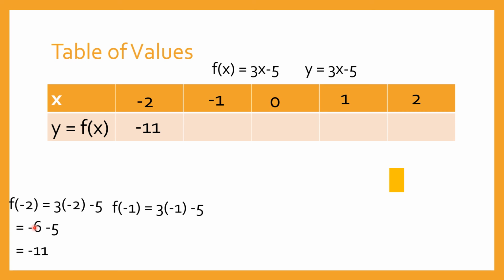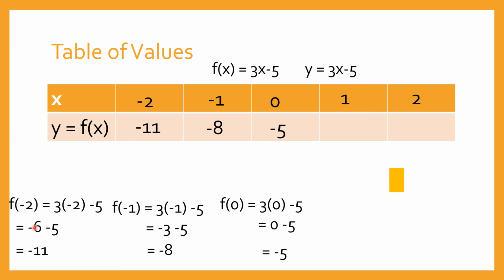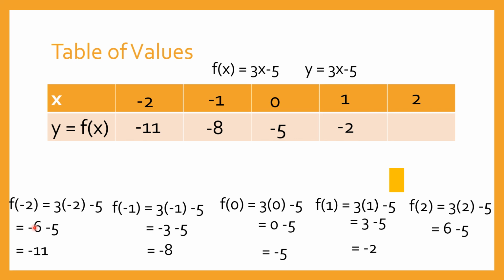f of negative 1, so 3 times negative 1 minus 5, that is negative 3 minus 5, and that is equal to negative 8. What about f of 0? 3 times 0 is 0, minus 5, therefore f of 0 is equal to negative 5. And f of 1, that is 3 times 1 minus 5, that is 3 minus 5, that is equal to negative 2. And then f of 2 is 3 times 2, that is 6, minus 5, that is equal to 1. So now we have the values of f of x or y.